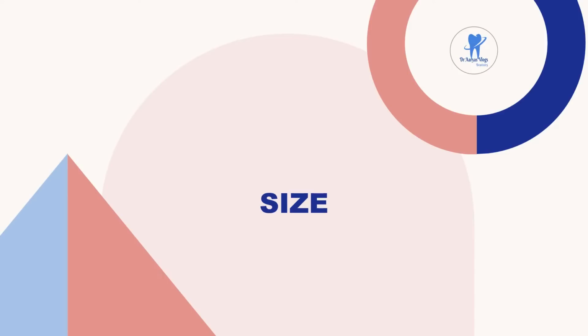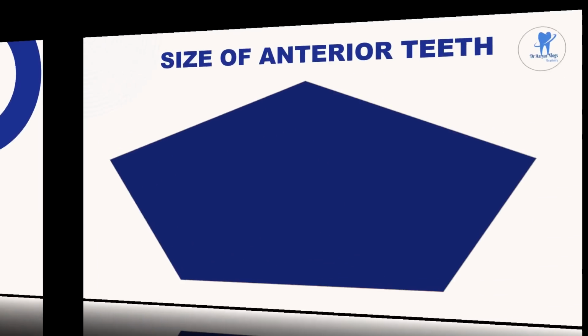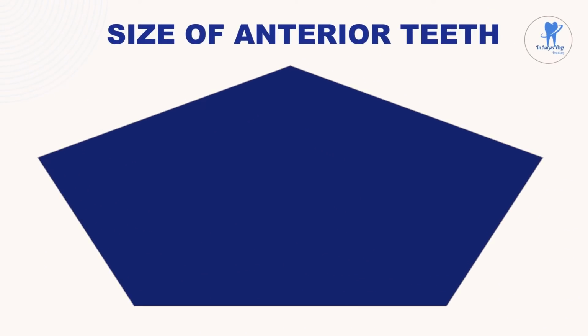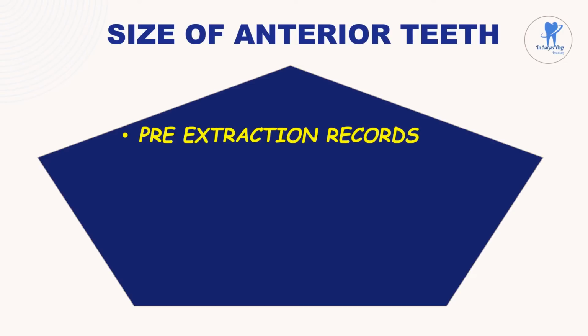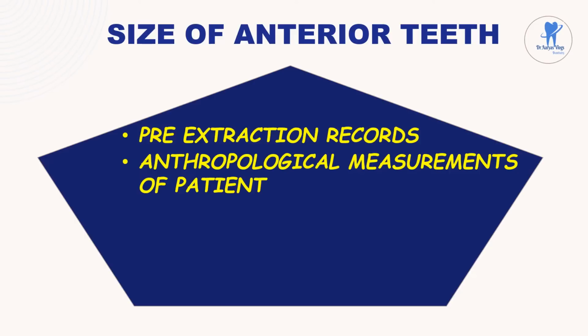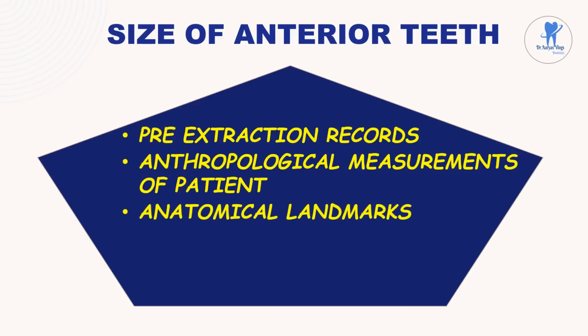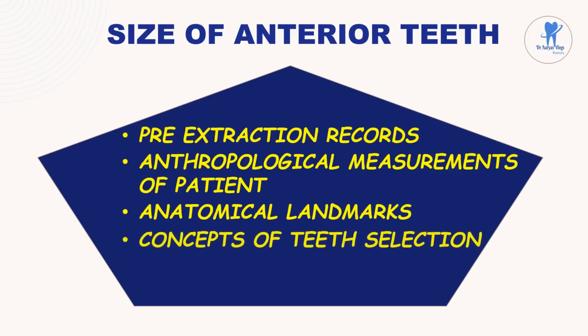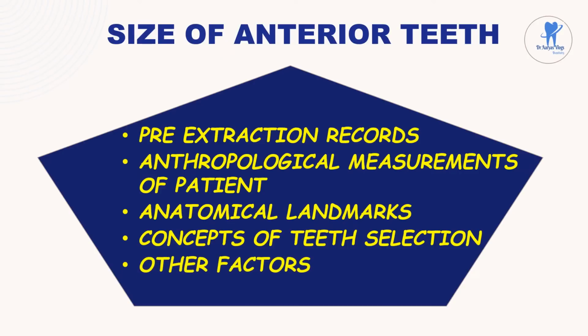Coming to the first factor, that is size. The size of anterior teeth should be appropriate to the size of the face and sex of the patient. These methods are used as a gauge to select the size of the teeth: methods using pre-extraction records, anthropological measurements of the patient, methods using anatomical landmarks, and using theoretical concepts. So these are the various factors regarding the size of the anterior teeth and also other factors.